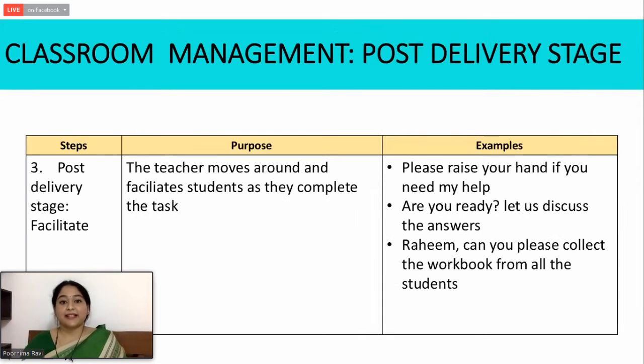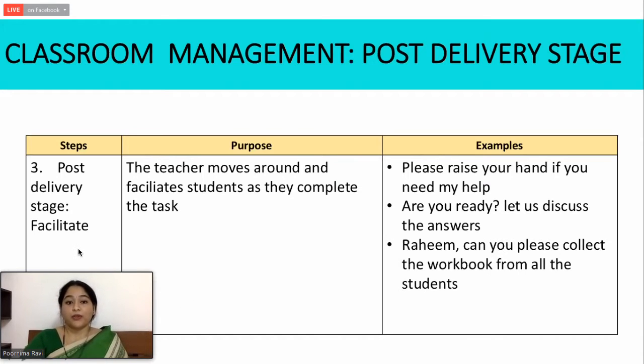The next is classroom management in terms of post-delivery. So when they're doing the task, when they're engaged in completing the worksheet, you go around and see if everybody has understood once again. That can happen when you see that while some children are completing the activity, some are a little hesitant to complete. Check with them and help them. That's where you facilitate and make them come on to where the other students are and complete the task. Once they've finished it all, you need instructions here as well. What do they do next?